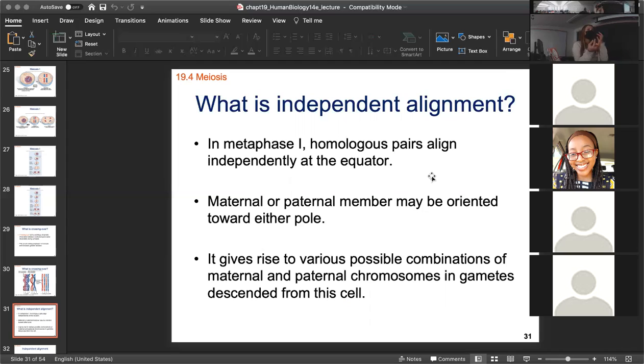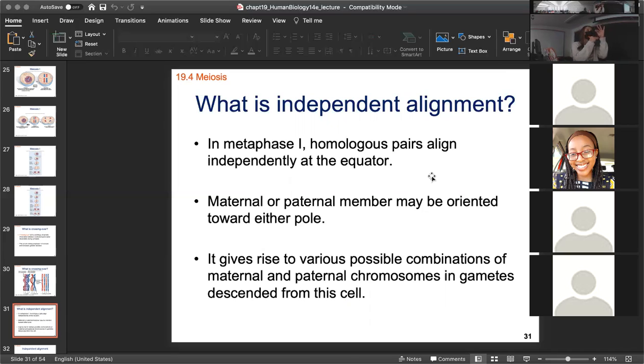This is how those homologous chromosomes are going to line up in the middle, because they could line up in different ways, and how the maternal or the paternal member may be oriented towards either pole, and it gives rise to various combinations of maternal and paternal chromosomes in gametes, and it descends from the cell.